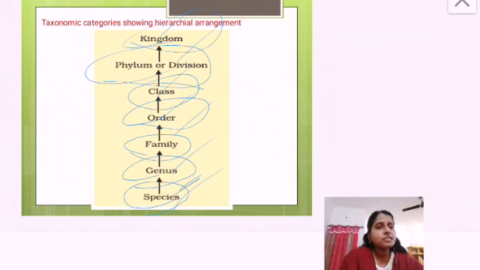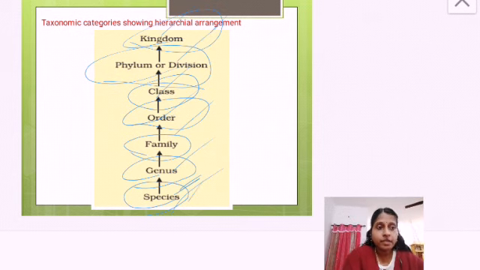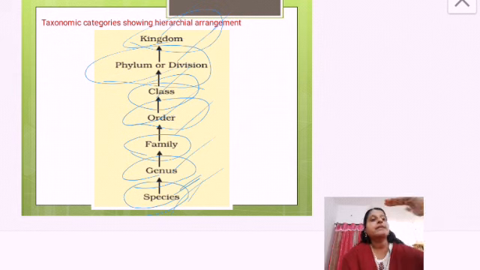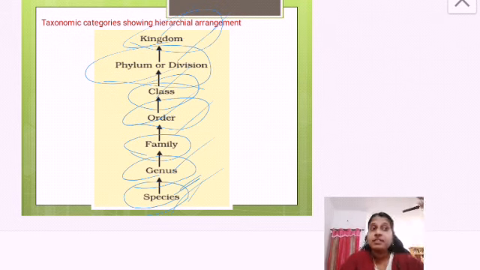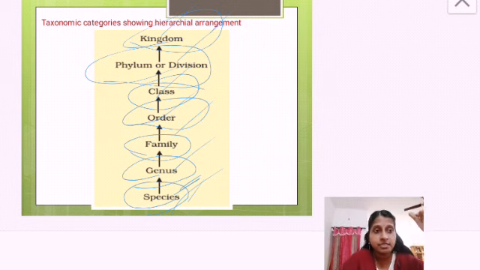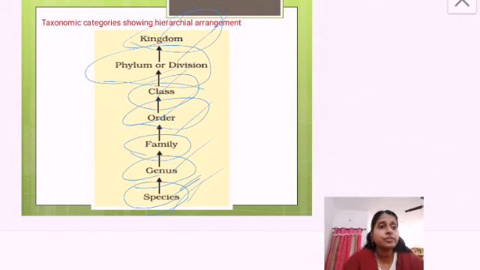What is the difference between the species and kingdom then? Listen, in each and every category, when you go upward, the similarity goes on decreasing. Species are more similar to one another. Genera are not that similar like species. Family is not that similar like genus. Order is not that similar like family. As you go higher, the contrasting characters will be more and the similarities will be less. But even though differences are there, they will be similar in some aspects, because of which we are putting them in that group.